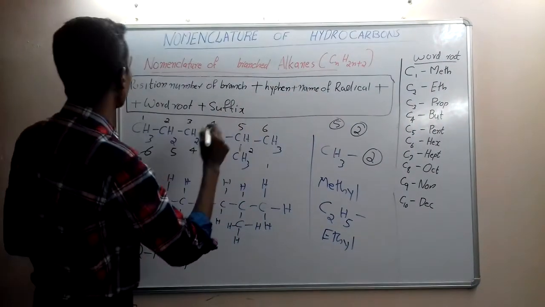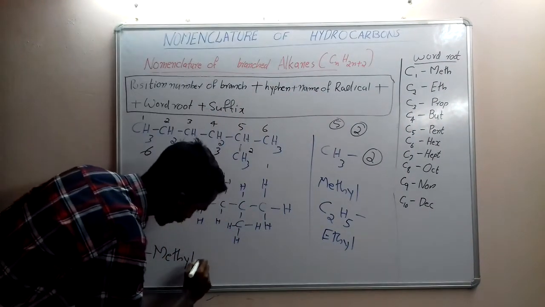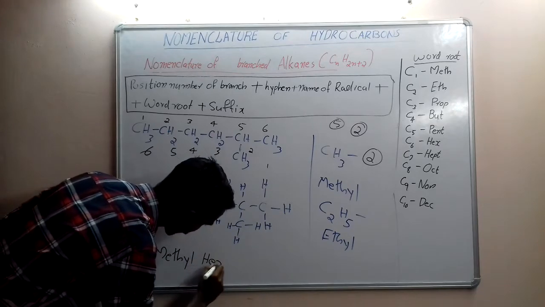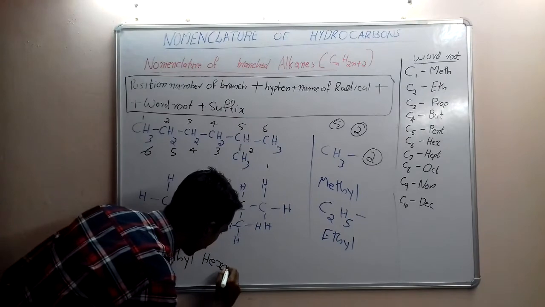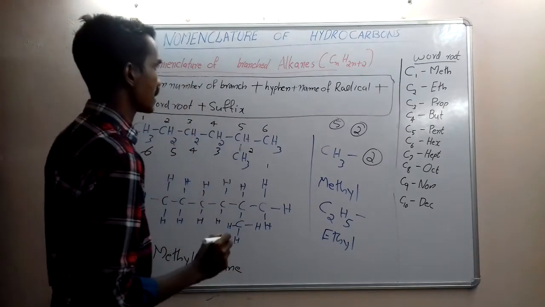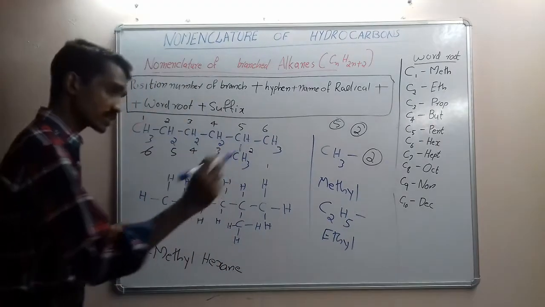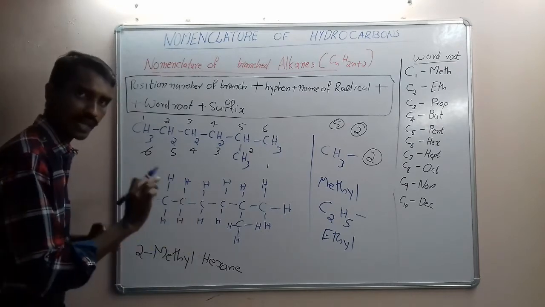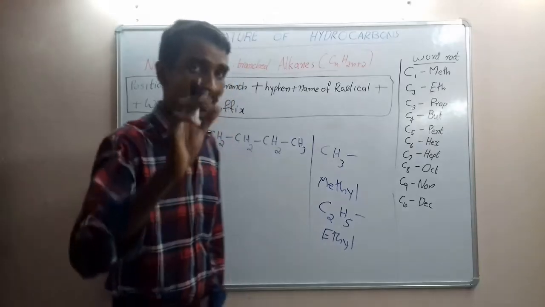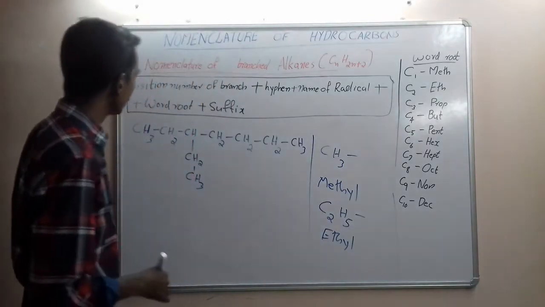So then we write hex, and this is an alkane, so hexane. Its name is 2-methyl hexane. 2-methyl hexane. So let us begin another example.